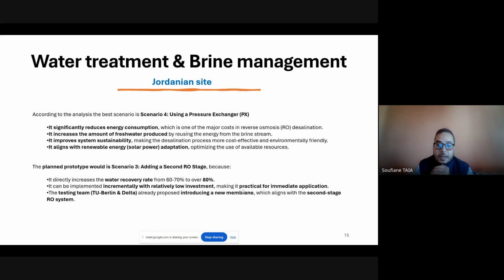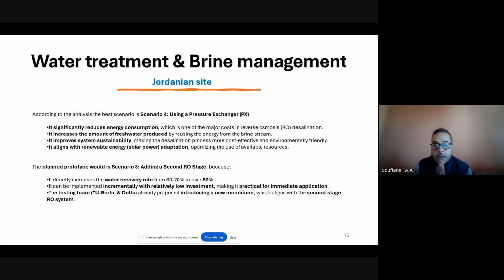So after analyzing those four scenarios, the best scenario for improving desalination is scenario 4, using a pressure exchanger, but this method is not adopted in this project because we are planning to implement scenario 3, which means adding a second RO, because it increases water recovery to over 80%, aligning with our objectives, and also it can be gradually introduced with low investments.